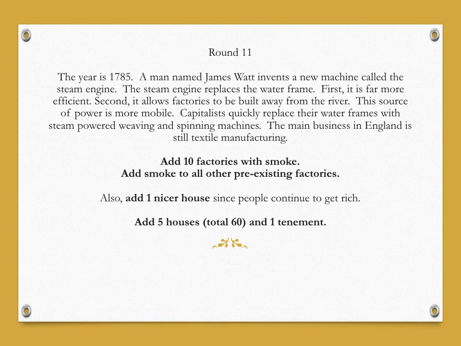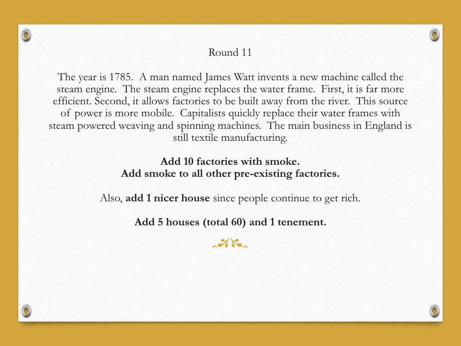The year is 1785. A man named James Watt invents a new machine called the steam engine. The steam engine replaces the water frame. First, it is far more efficient, and second, it allows factories to be built away from the river. This source of power is much more mobile. Capitalists quickly replace their water frames with steam-powered weaving and spinning machines. And remember what runs steam? Coal. The main business in England is still textile manufacturing, but how they're manufacturing is changing.